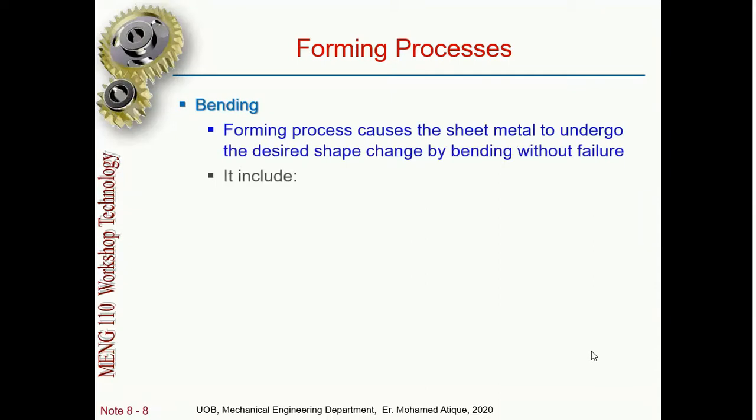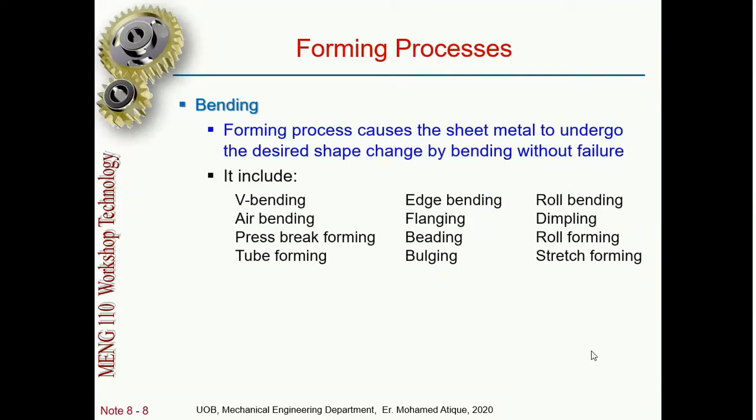Now comes forming operation. Now this was all under shearing, in which cutting of the metal was involved. Now forming operation. In forming, there is no cutting involved. We are just changing the shape of the metal. So the first operation is bending. Whatever shape we want, we will bend the metal to that shape, without the metal getting broken.